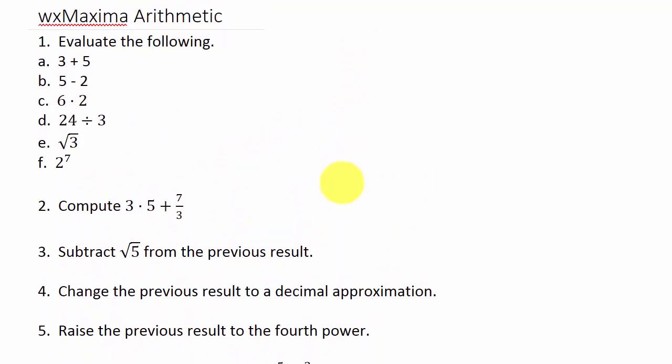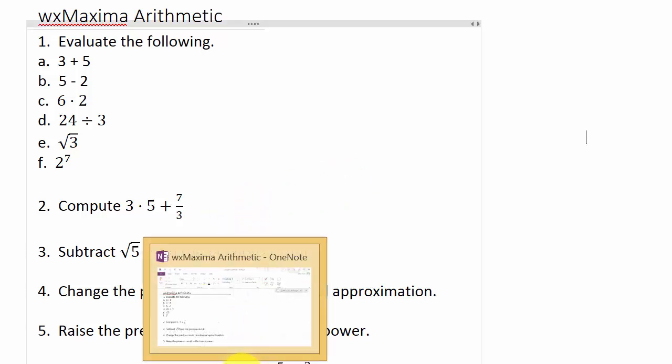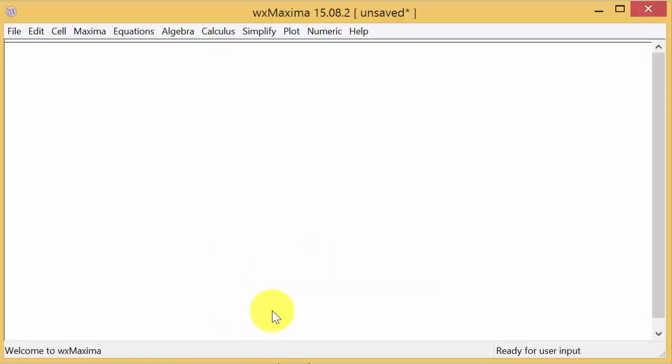I'm going to switch back over to wxMaxima and go ahead and enter all these in. So you won't be able to see the problems, but if you want to write them down, you can, so you can see what problem's coming up next. All right, so let's get into wxMaxima.